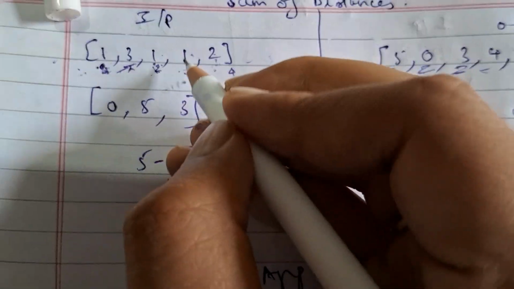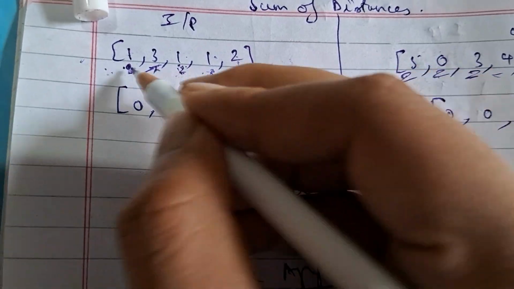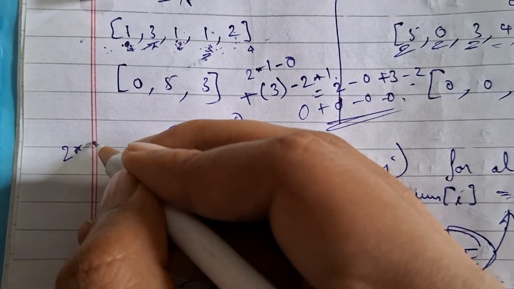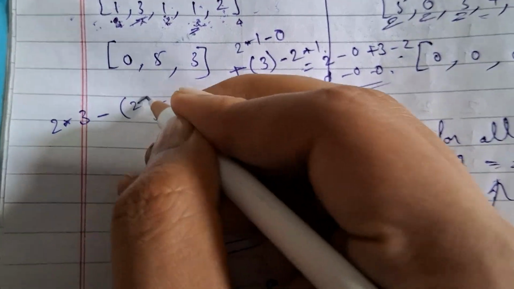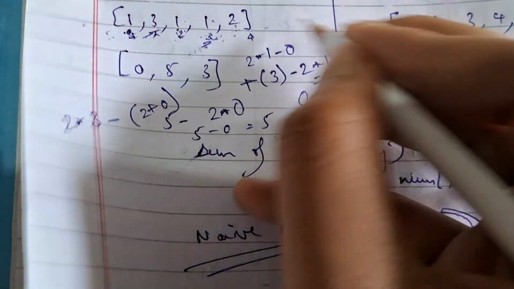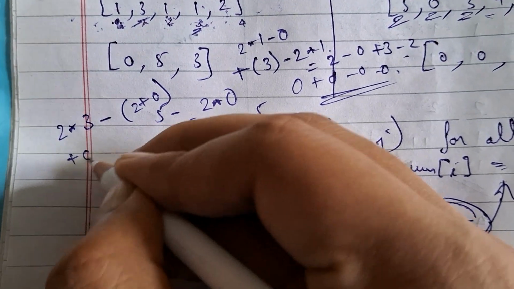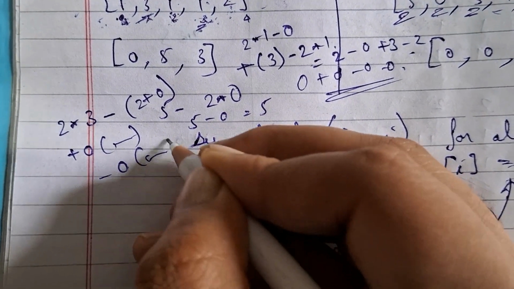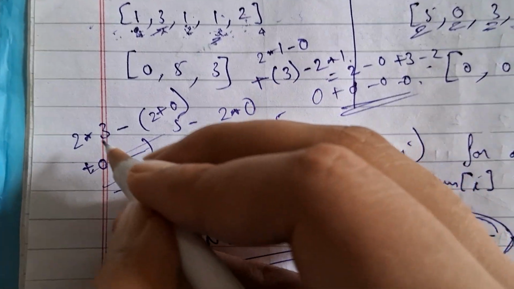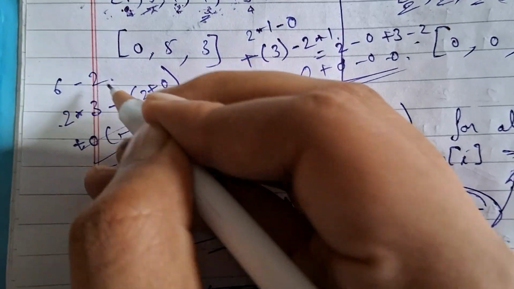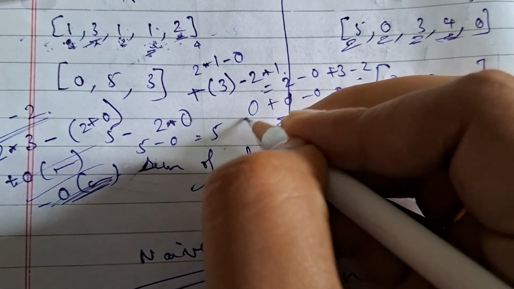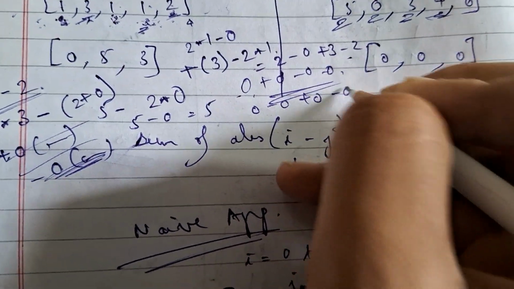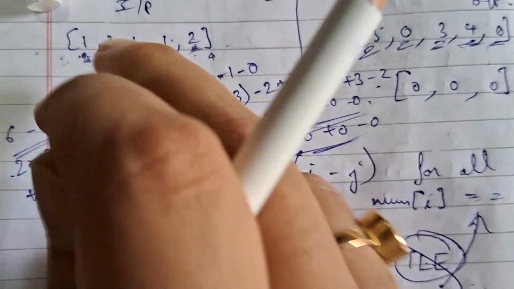So we get 3. For this element, how many are before that? 2, right? So 2 into 3, minus 2 plus 0. And there is nothing after that, so 0 into something minus 0 into something will not matter. So that is 2 into 3, that is 6, minus 2. What is 6 minus 2? It is 4, right? For 2, this is a unique element, so this becomes 0 minus 0 plus 0 minus 0, that is 0. So this is how this thing works.